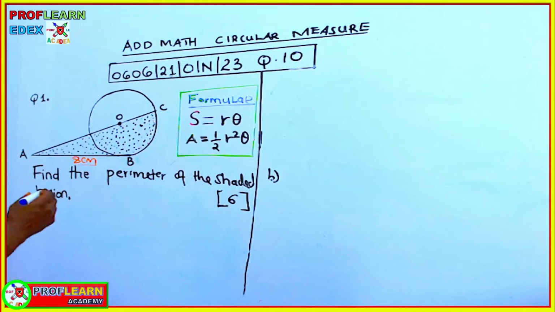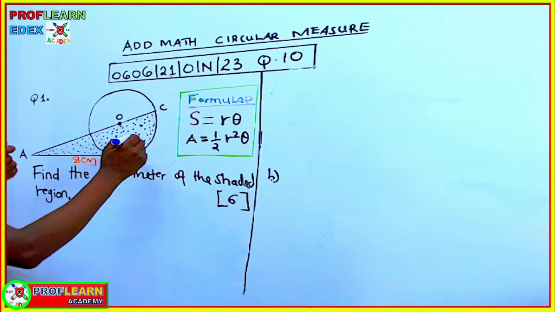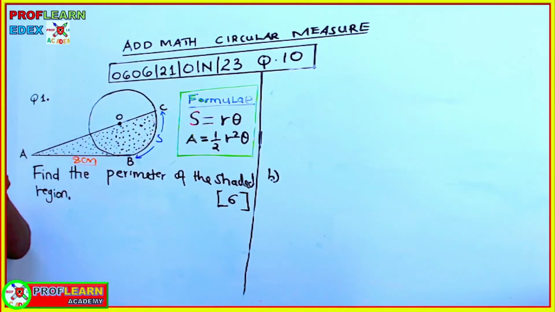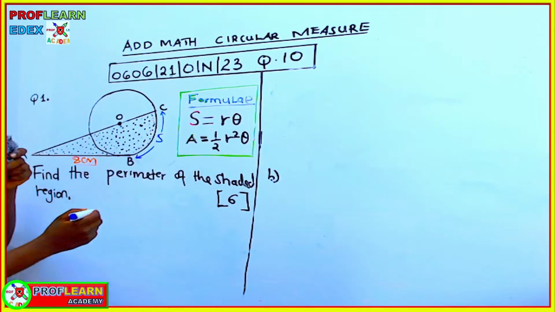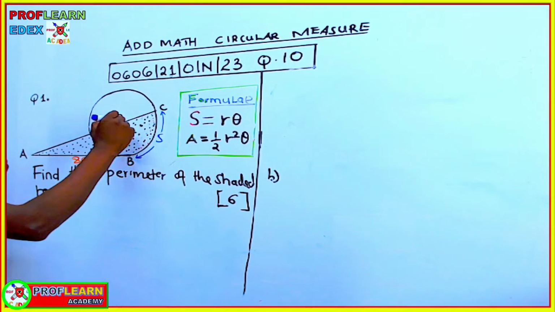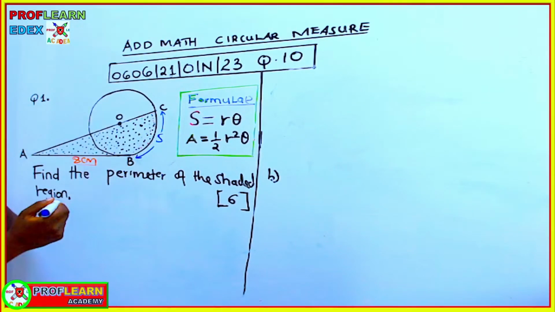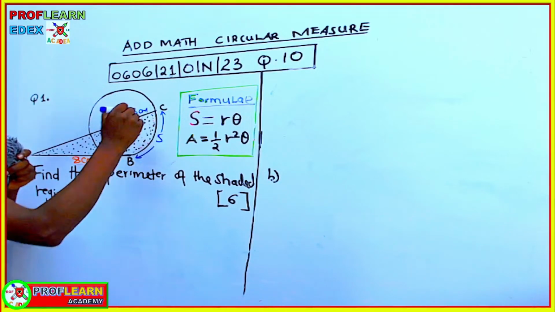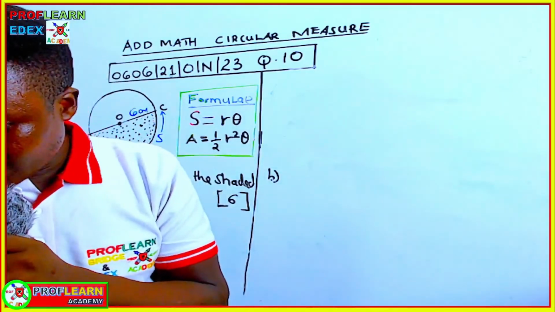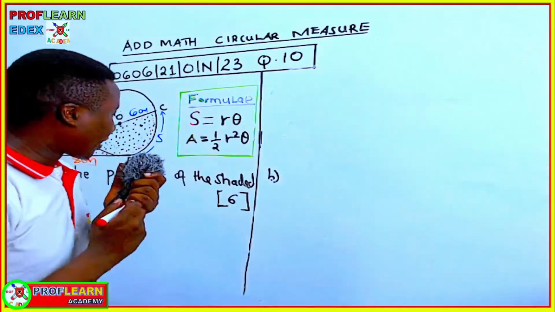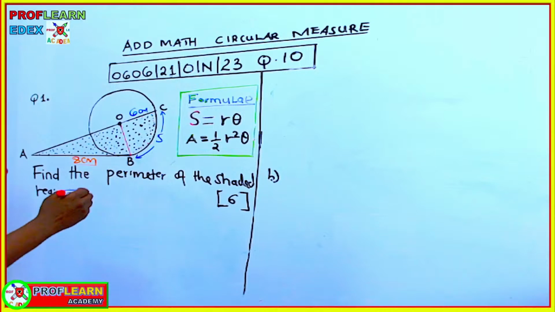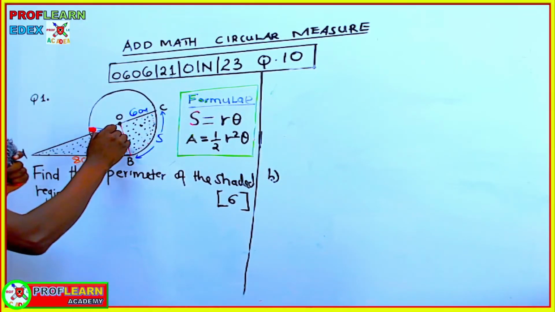So now, in order to find the perimeter of this shaded region, we need to know what this arc length is. We need to find the arc length S so that we can work out the perimeter. Number two, we need to know the radius: circle center O had a radius of 6 centimeters. So we have all the information we need to work out this question, but we need to find this angle at this given point.